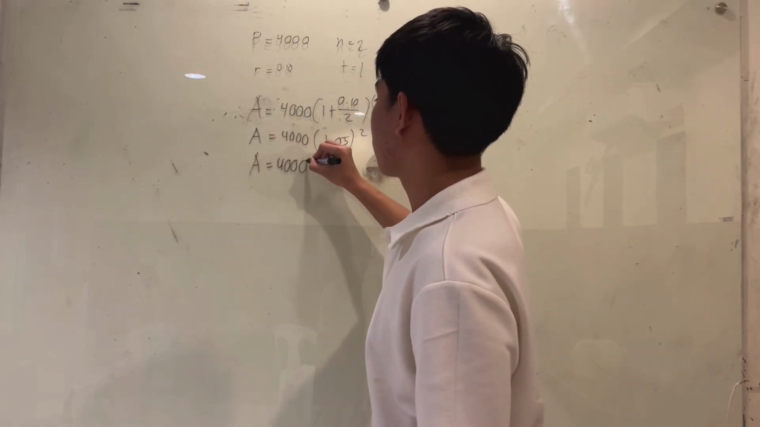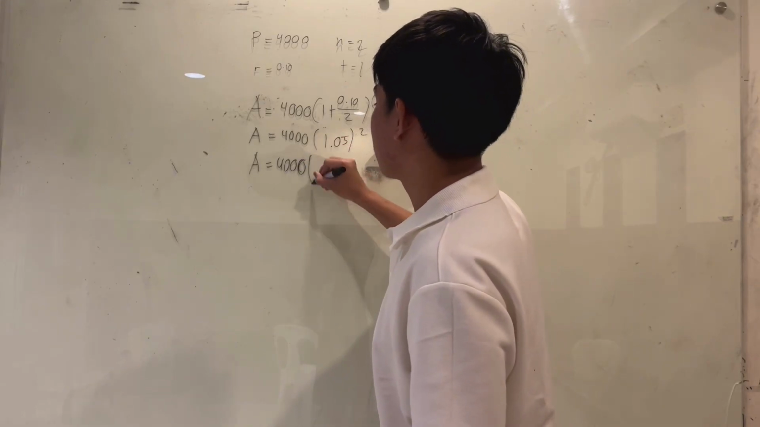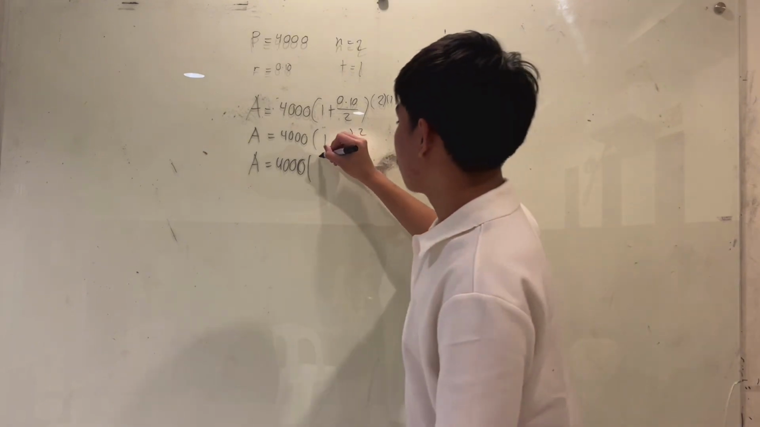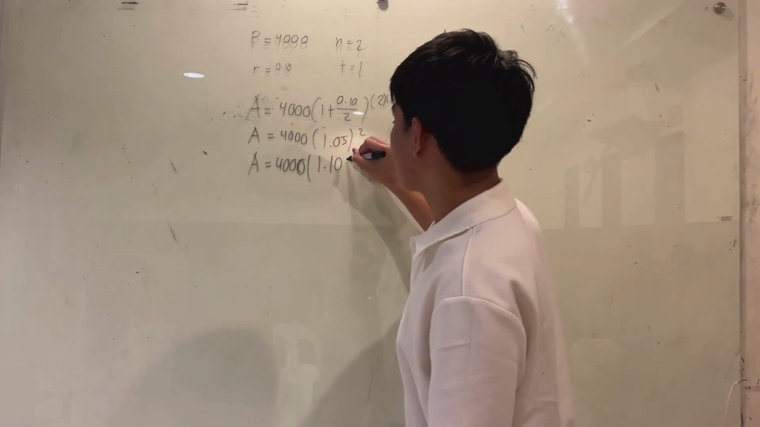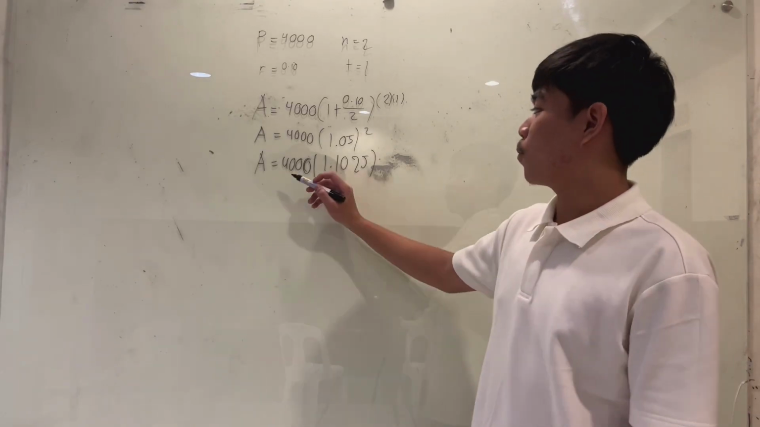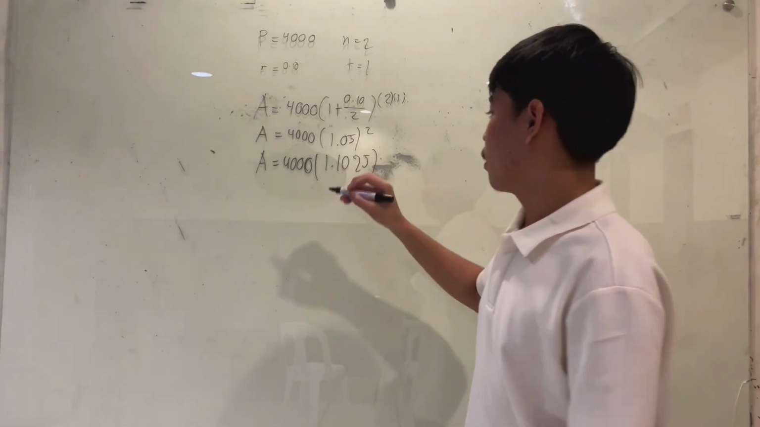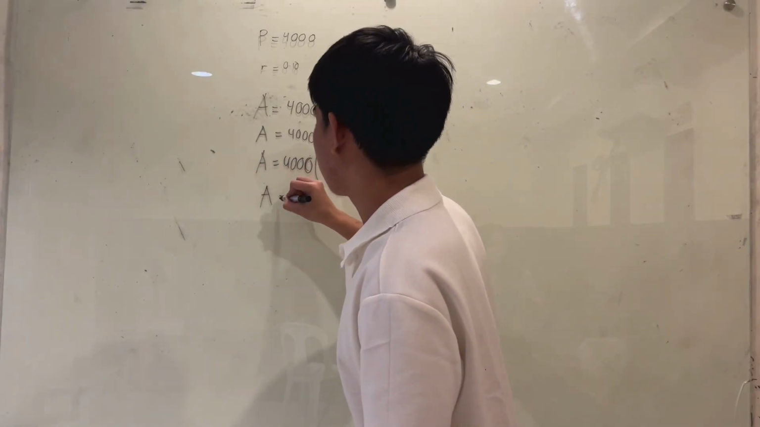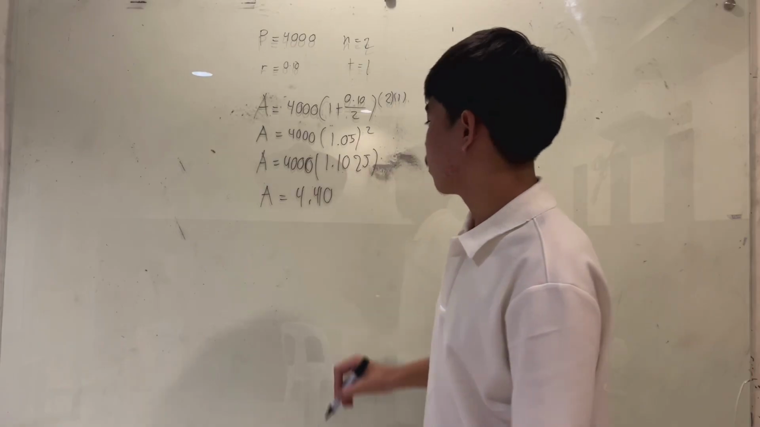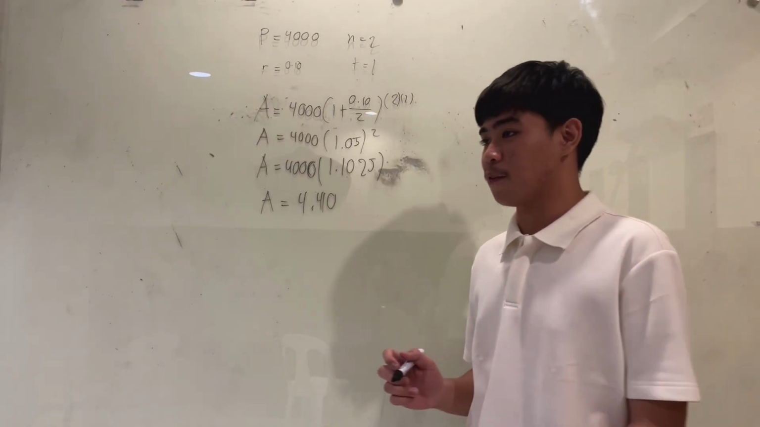4,000 times 1.05 squared. So 1.05 squared is 1.1025. So when you multiply 4,000 times 1.1025, it will become 4,410. So Jafar must pay 4,410 to the bank after 1 year.